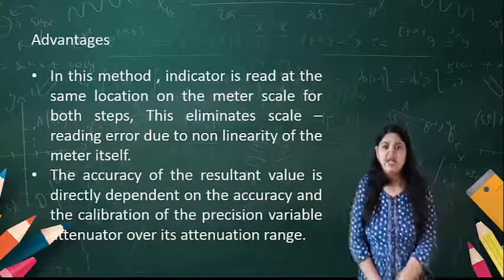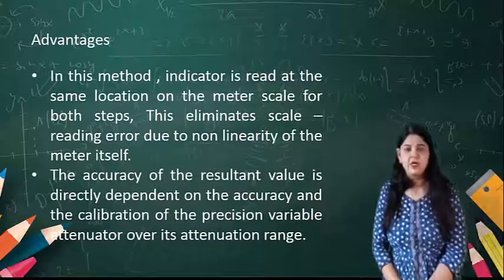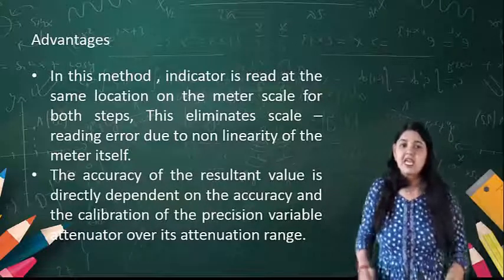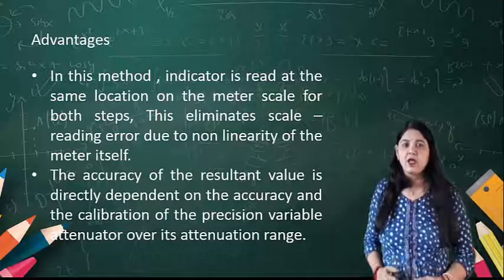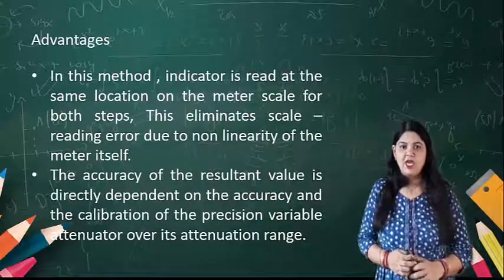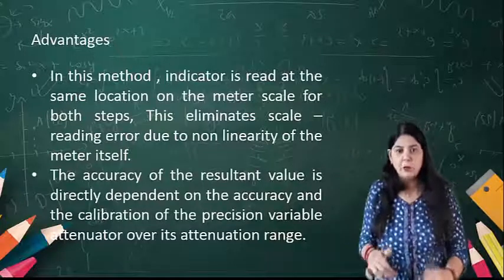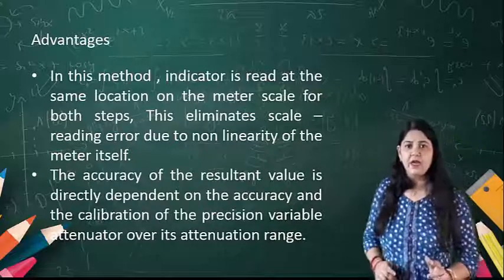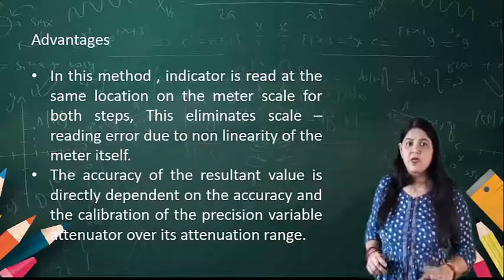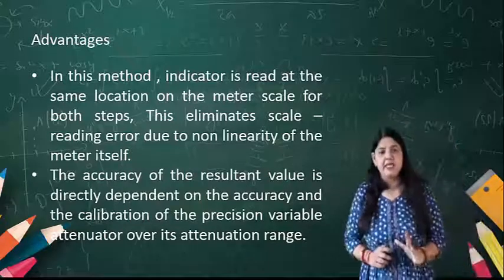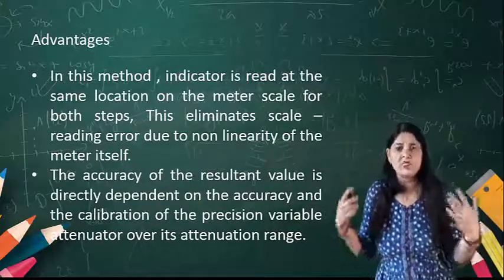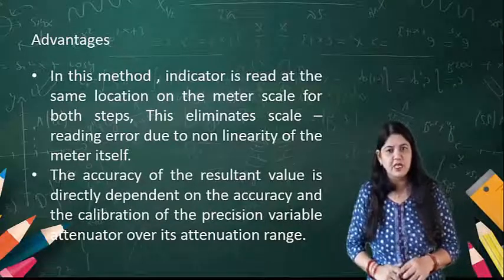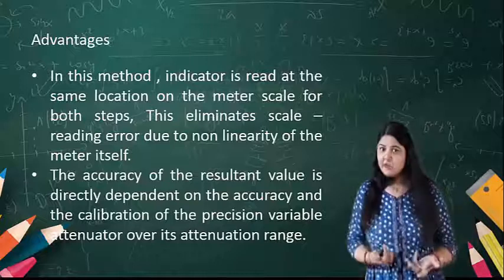What are the advantages of using this method? In this method, the indicator is read at the same location on the meter scale for both steps. When you measure without the unknown attenuator, whatever scaling you have set, you keep the same. So this eliminates the scale reading error. You know that while reading using a multimeter, every time you change for different signals, the units can also be different.